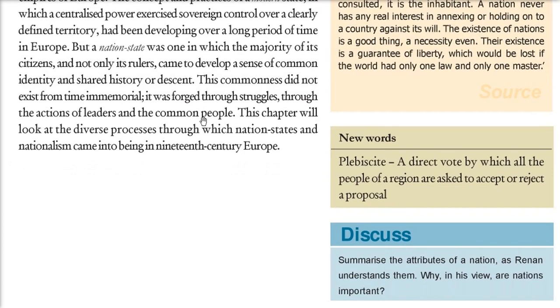So the commonness, that is the oneness, did not exist for time immemorial. It has come from all the struggles, various actions of people and leaders. So we'll see about the diverse processes or actions or events through which these national states and nationalism came into being in 19th century Europe.